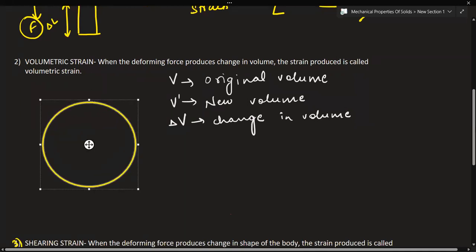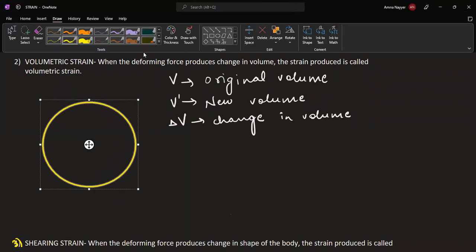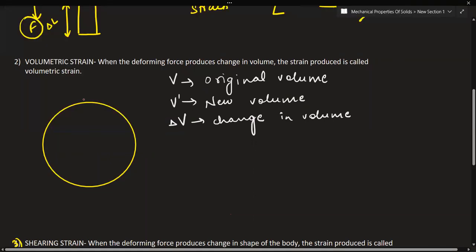See, I have taken a sphere. Again, I have taken a sphere. Now see, I have let the volume be V. This is the original volume of the sphere I have taken. Now I have applied these deforming forces from all the directions.